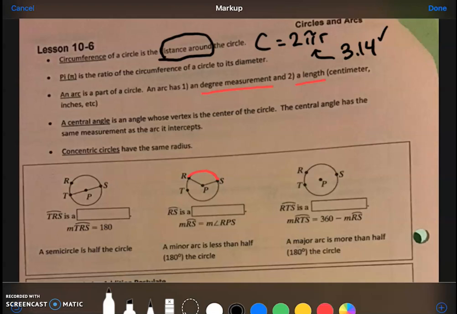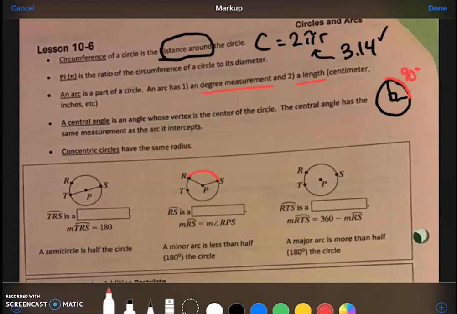Central angle is the angle in the center of the circle. It is equal to the arc. So if I'm dead center and I'm 90 degrees, then the arc out here is also 90 degrees. That's the central angle. Concentric circles, don't worry about. Just this next rectangle here is just vocabulary.